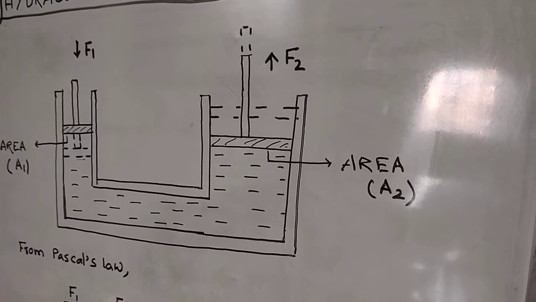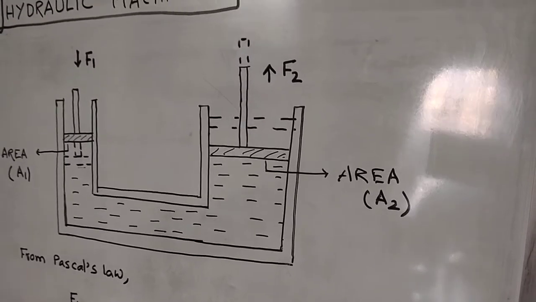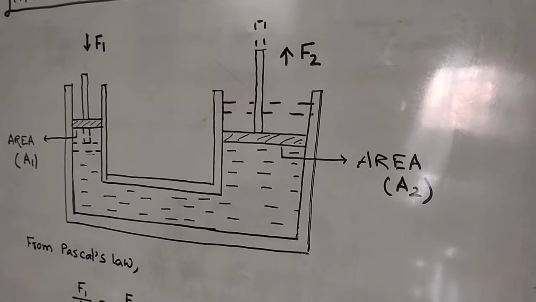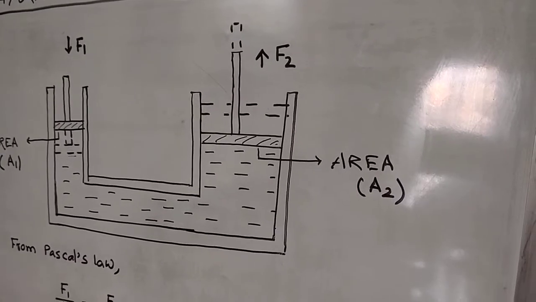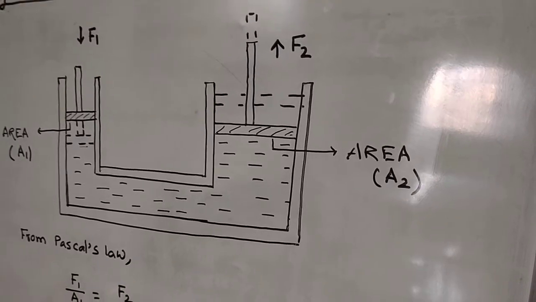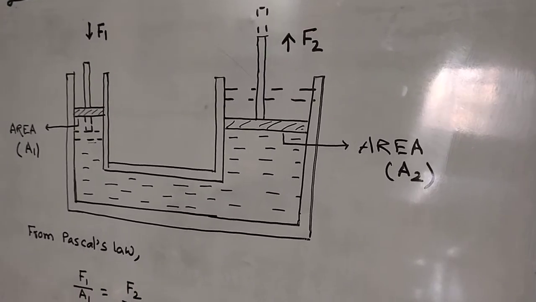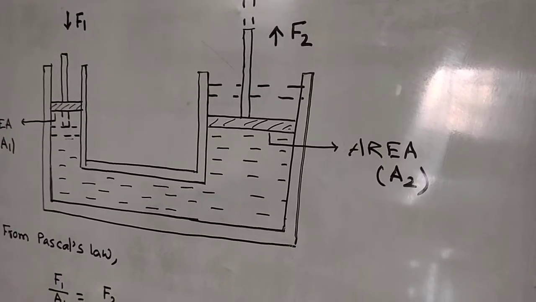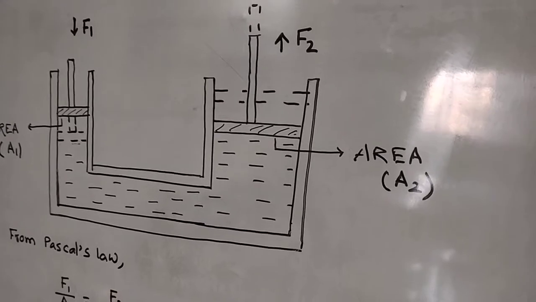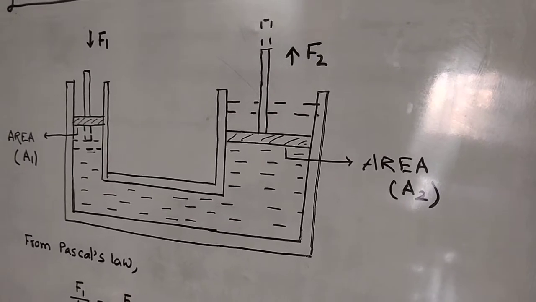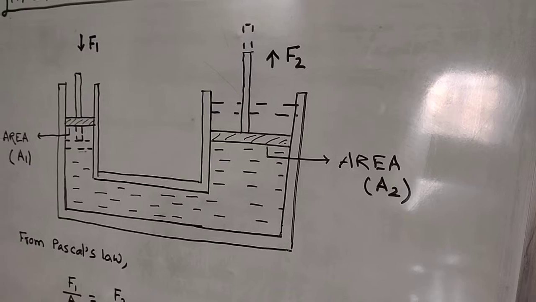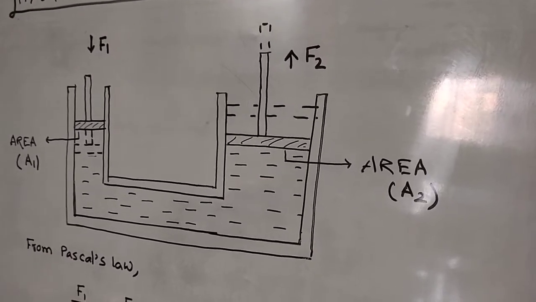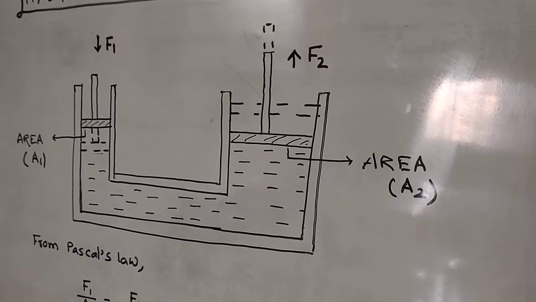Now when we apply force F1 on the piston with area of cross section A1, definitely a pressure is generated, using the definition of pressure equal to force by area, and that pressure gets exerted on the liquid. That pressure transmits through the liquid with undiminished magnitude, and it gives an upward thrust or upward force on the piston with area of cross section A2. As a result, the piston with area A1 goes down, and the piston with area A2 moves up.